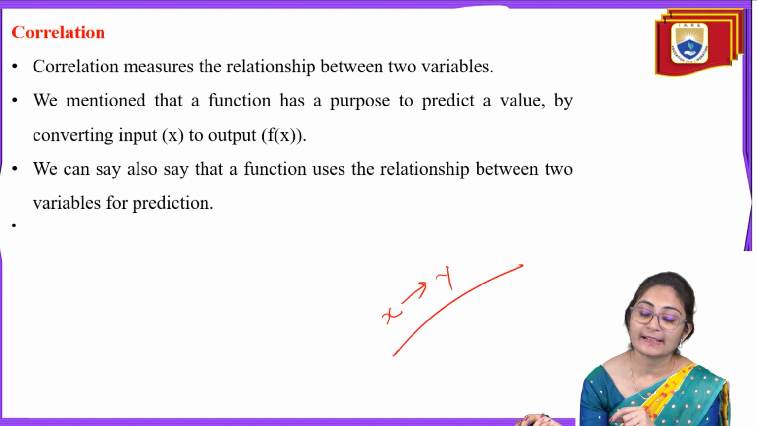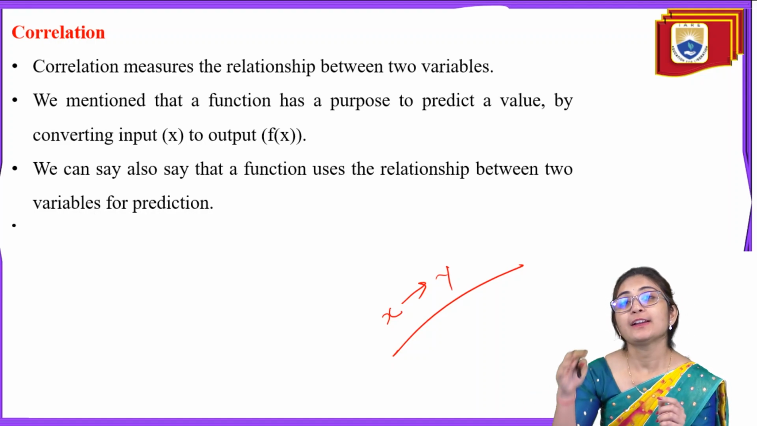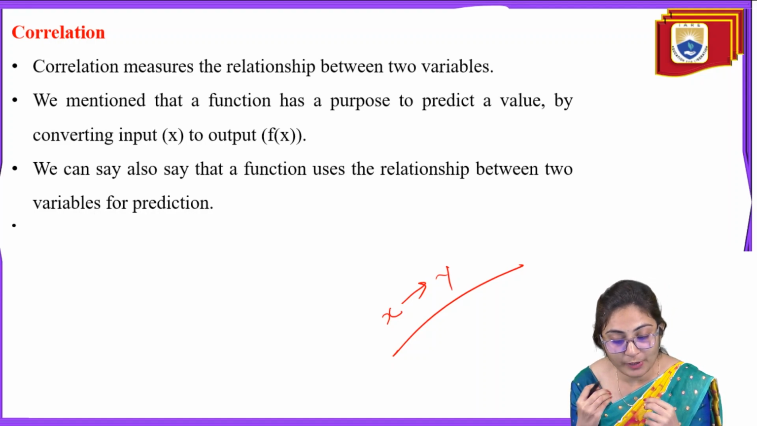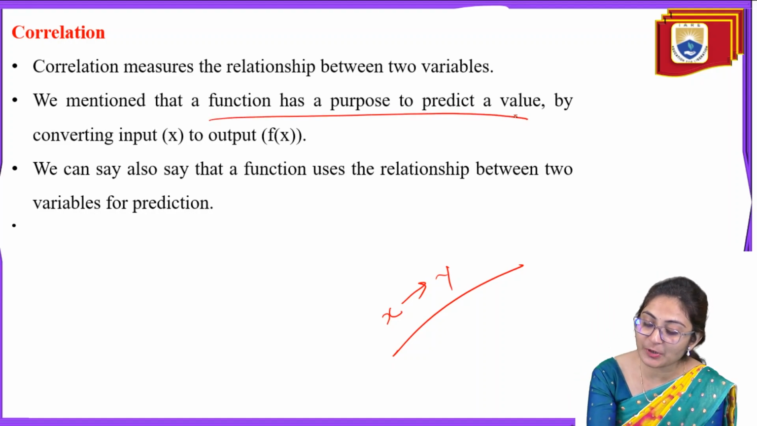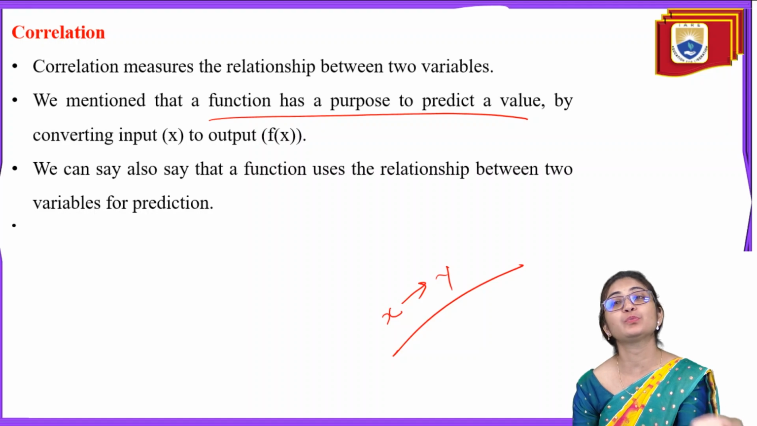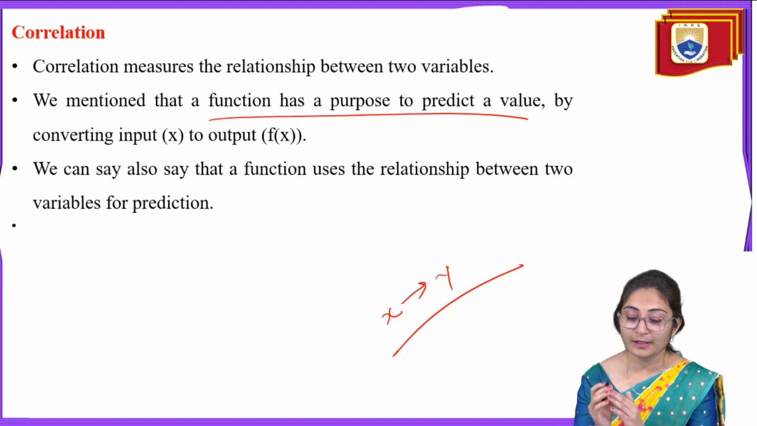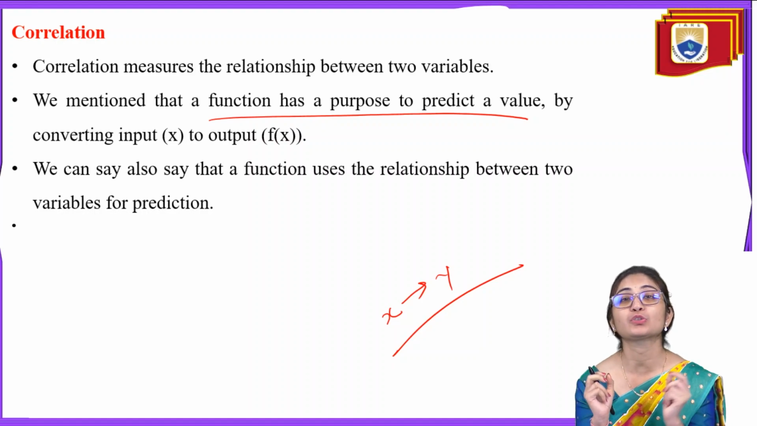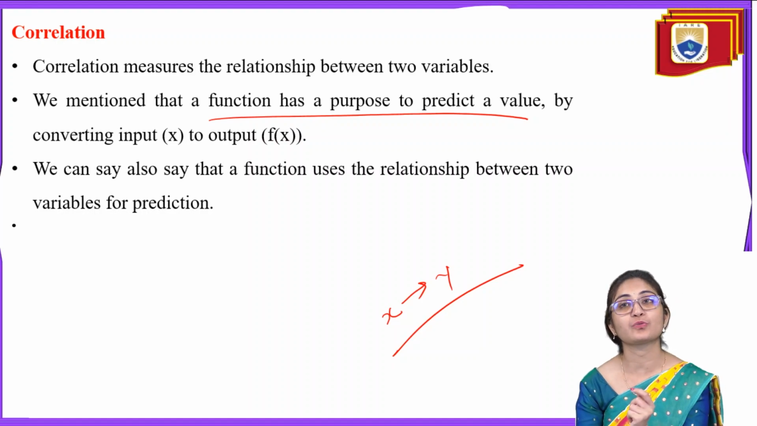So automatically x and y are related with each other. We mentioned that a function has the purpose to predict a value. Here definitely we have to predict the value by converting your input to output. Now we can say that a function uses the relationship between the two variables for the prediction only.